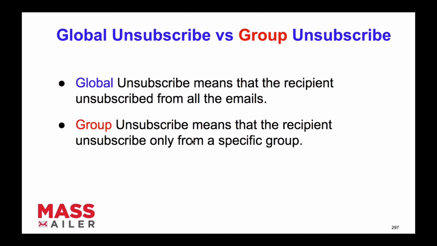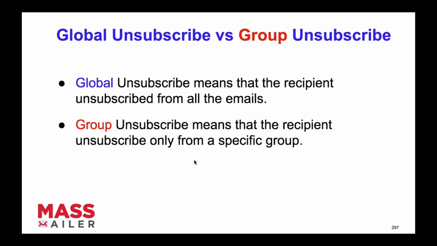There are two types of unsubscribes. One is called the global unsubscribe. Another one is called group unsubscribe. The difference is that if somebody wants to unsubscribe from all emails, they can do that, and that is called a global unsubscribe. And if you created email preference groups or unsubscription groups, the customer or end user can unsubscribe from one or more subscription groups, and that's called group unsubscribe.